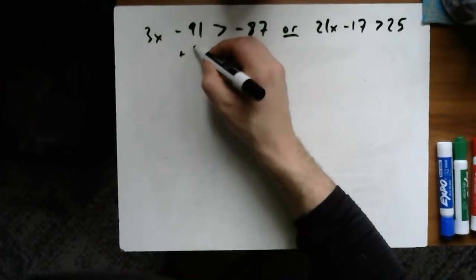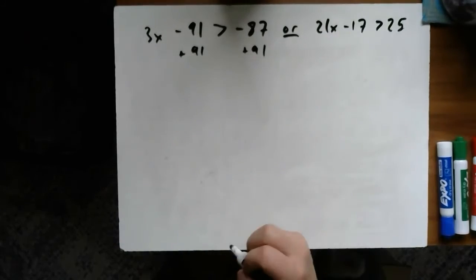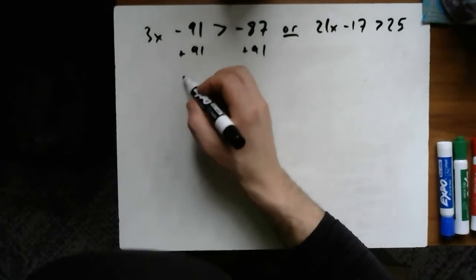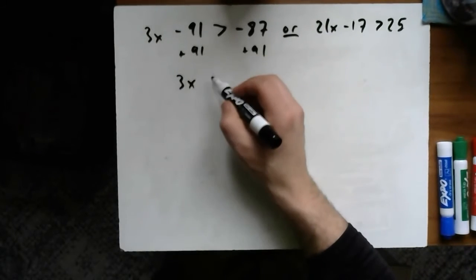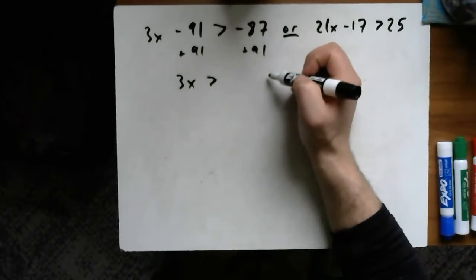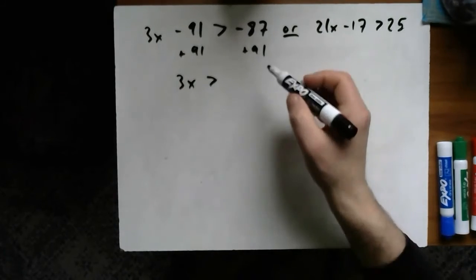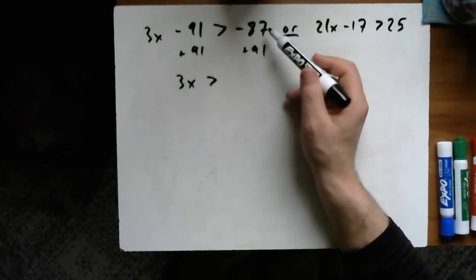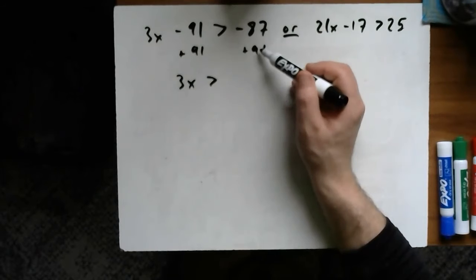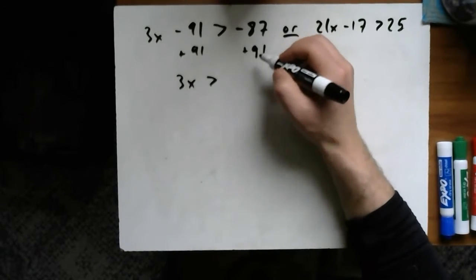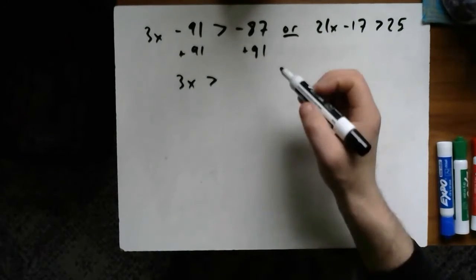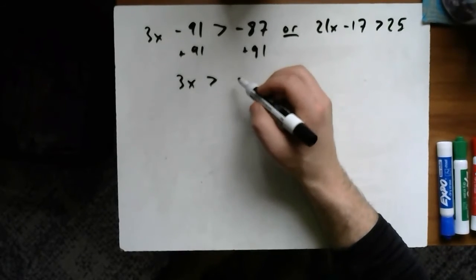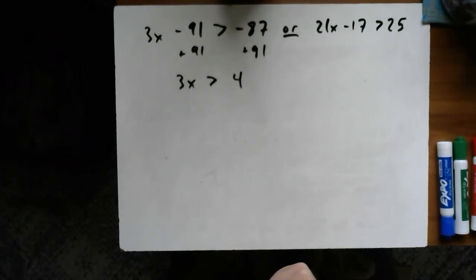It's the or, so let's add 91 to both sides. I'm just going to solve each of these for the variable independently, and then I'll take a look at the solution at the end. So this gives me 3x is greater than -87 plus 91. Well, I can think of this as 91 minus 87. Think about 91 heroes fighting 87 villains. After they fight, we have 4 heroes left over. All right, so there we go.